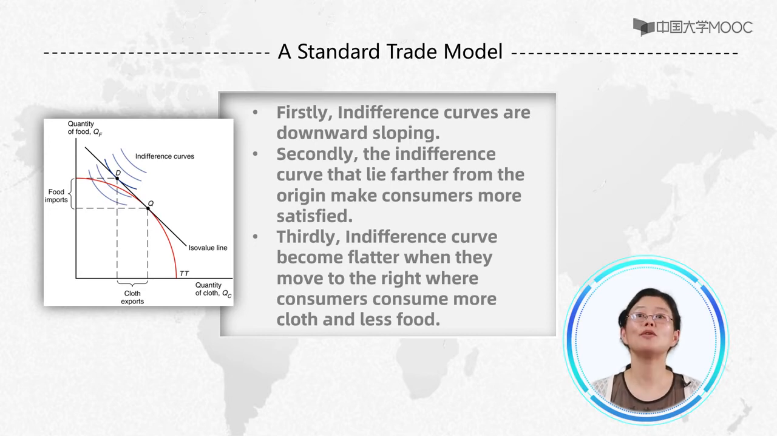That means with more and more crops being consumed, an extra unit of crops becomes less valuable to the consumers. The units of food the consumers are willing to give up for each unit of crops will decrease. So indifference curves take a shape convex to the origin.